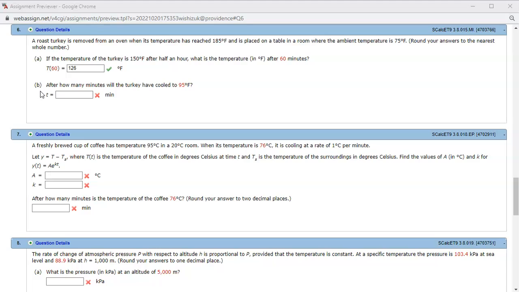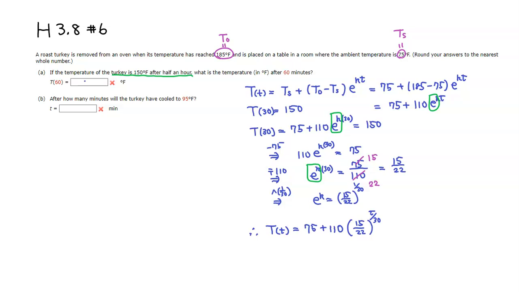All right, let's move on to part B. After how many minutes will the turkey have cooled to 95 degrees Fahrenheit? All right, so we just have to set this formula to 95. So T of t is 75 plus 110 times 15 over 22 raised to the t over 30, and then we want to set that equal to 95. All right, so let's solve.